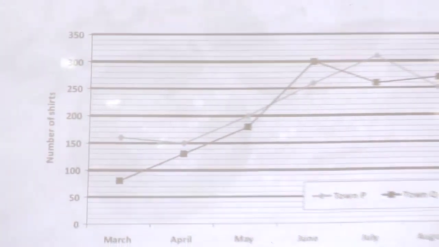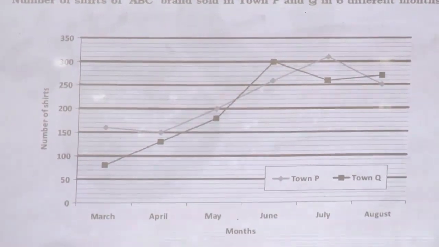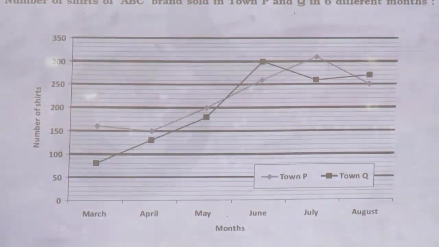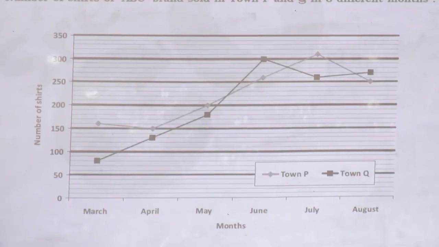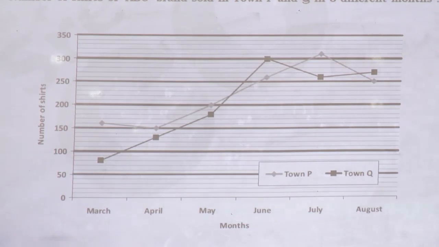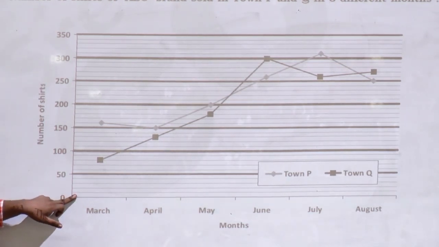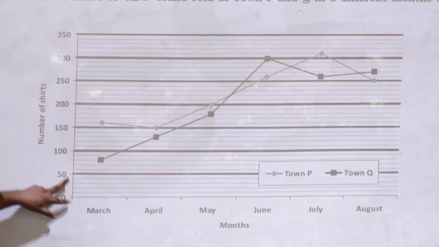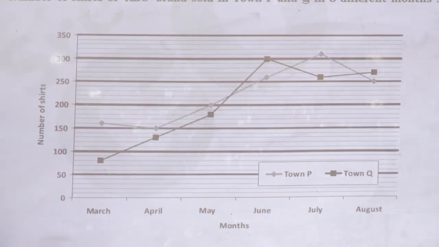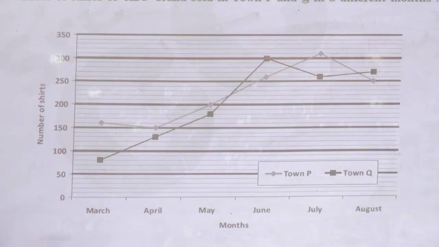Next, 61 to 65. Number of shirts of ABC brand sold in towns P and Q in 6 different months. Here also every thin line occupies 10. Yes or no? You have 50 gap and you have 5 lines. Every line is 10. Now, 61.